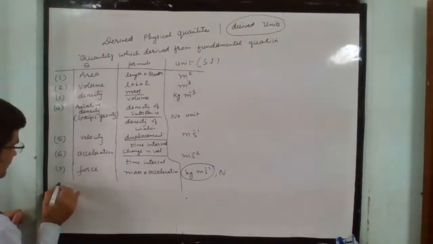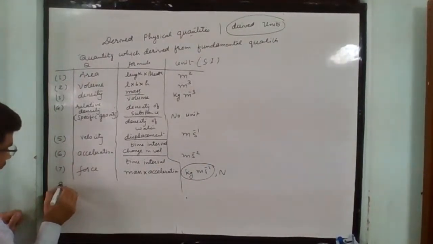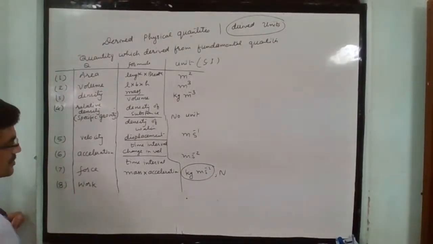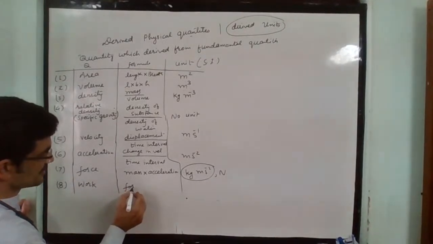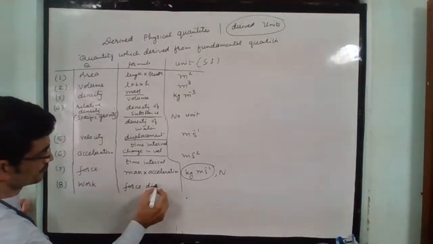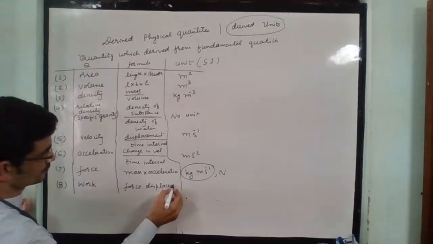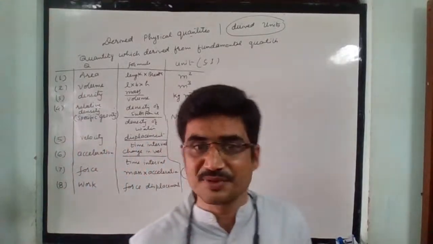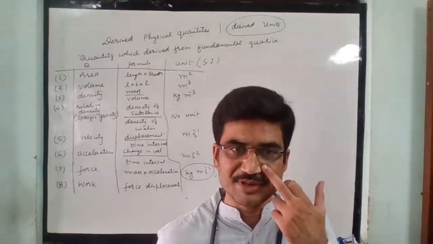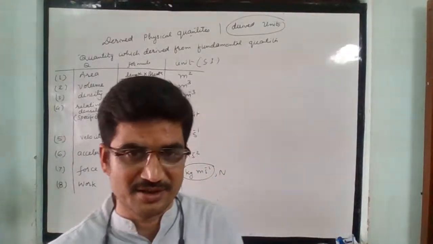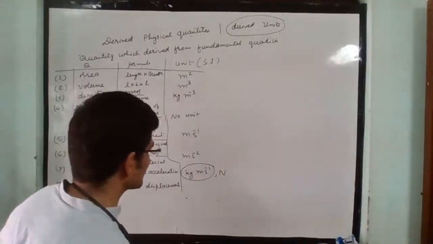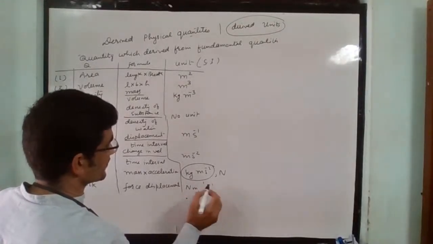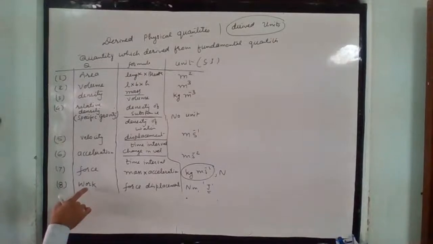Next, work. Work is equal to force into displacement. The force unit is Newton, and when you multiply it with meter, you get Newton meter. That is also given a special name, and that is joule. The name of the work unit is joule.